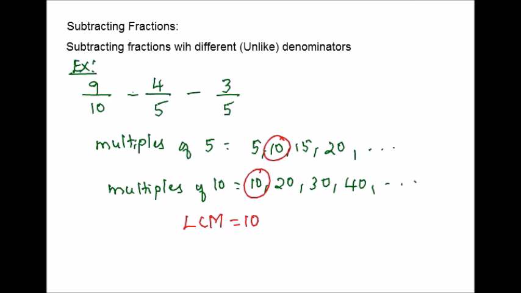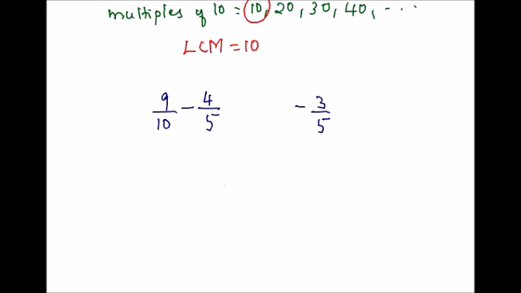So, we should make the fractions equivalent to a fraction with denominator 10. The first fraction is already with the denominator 10. So, we have to rewrite the other 2 fractions. 5 times 2 would give you 10. So, I am going to multiply the second fraction and third fraction by 2. Multiply second by 2. Multiply the third one by 2.